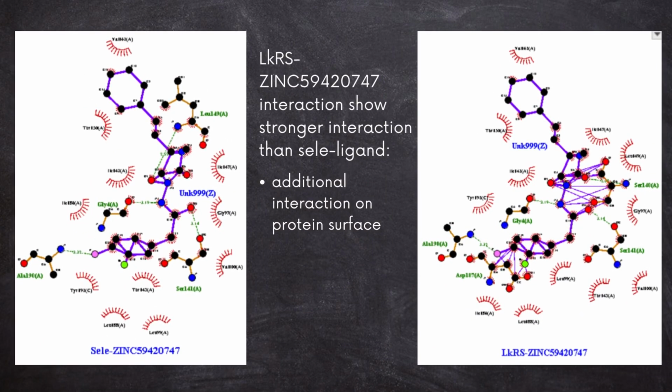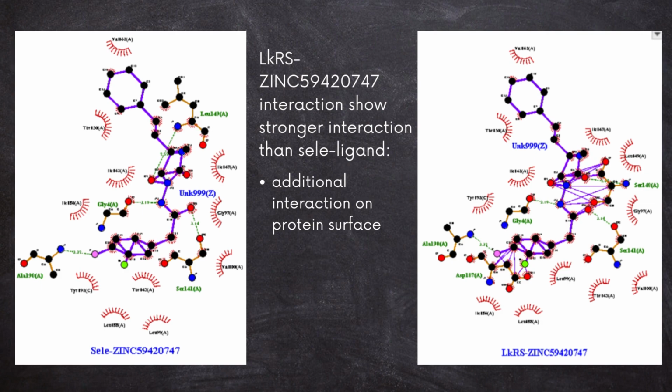These are the two images which show the interactions of ligand ZINC59420747, which is our top ligand, with the protein. SELE ligand interactions refer to interactions between the ligand and chosen residues. In this study, the residues are selected around 12 angstrom from catalytic residues, histidine 98, serine 148, and aspartic acid 187 of chain A. LKRS ligand interactions refer to interactions between the ligand and the entire protein.